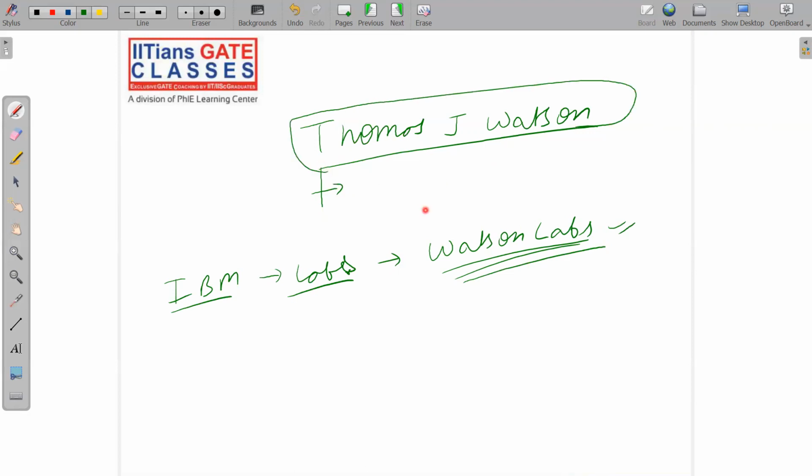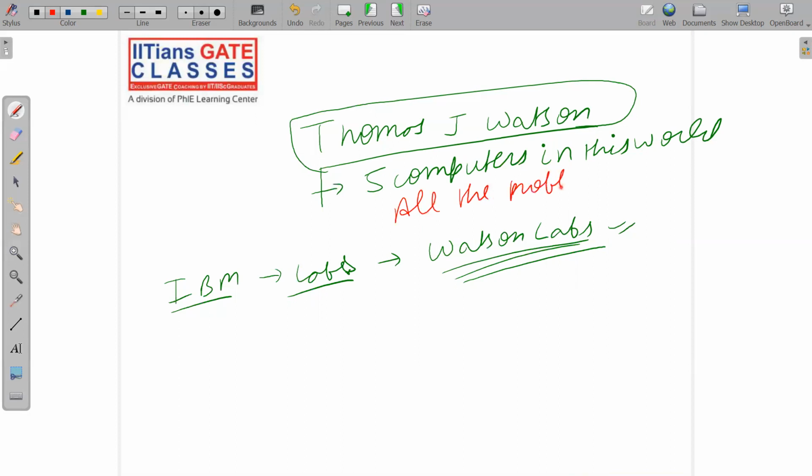This scientist gave a very vague statement, that there would be only 5 computers in this world. If you install only 5 computers in this world, then all the problems can be solved.